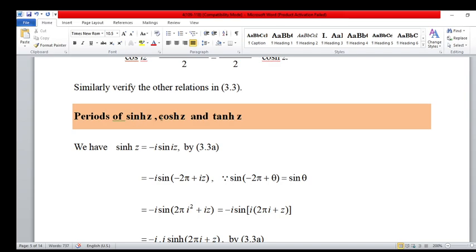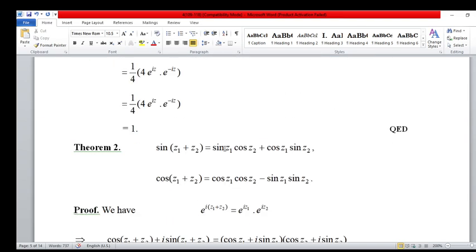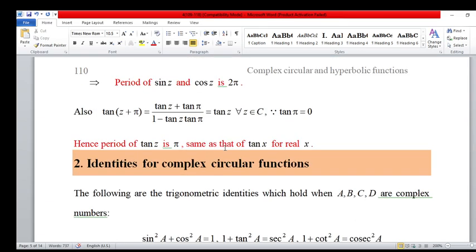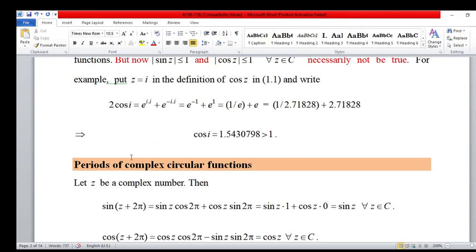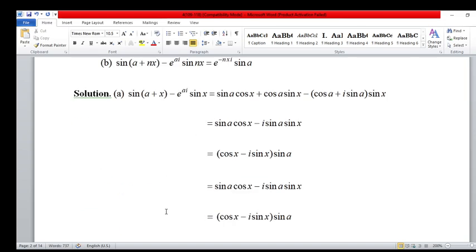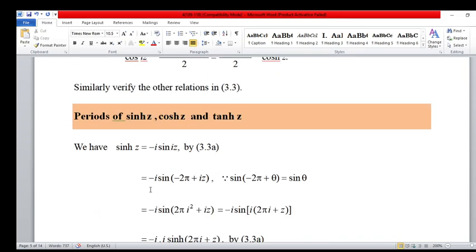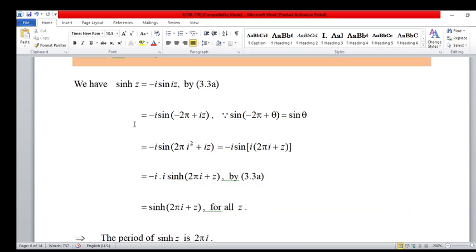Now the periods of sin hyperbolic z, cos hyperbolic z and tan hyperbolic z. Here again we have already seen the periods of the complex circular functions, that is sin z, cos z and tan z. And next, the periods of sin hyperbolic z, cos hyperbolic z and tan hyperbolic z. So here sin hyperbolic z is equal to minus i sin iz.